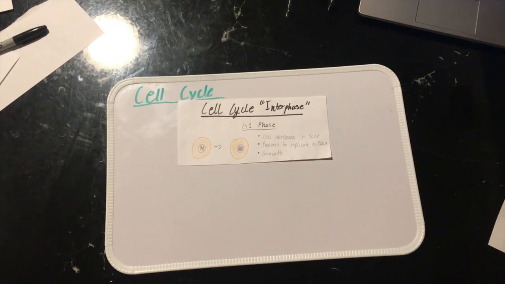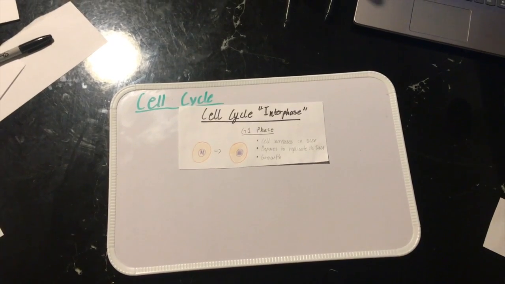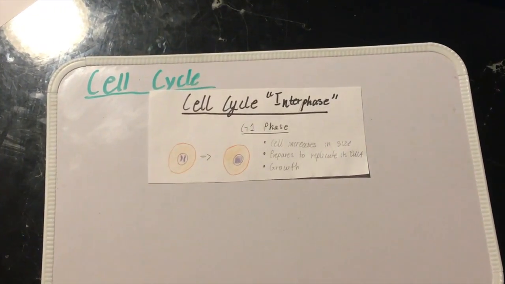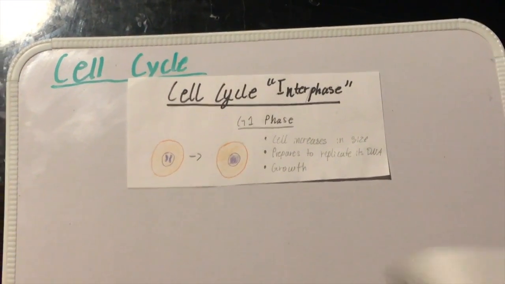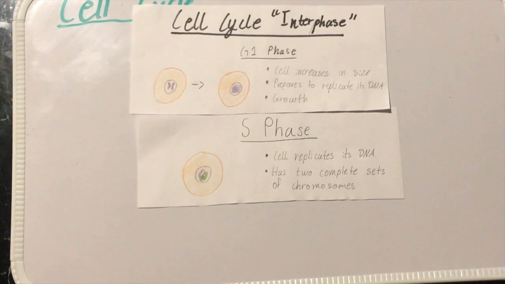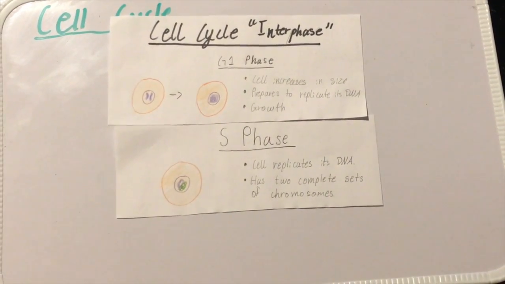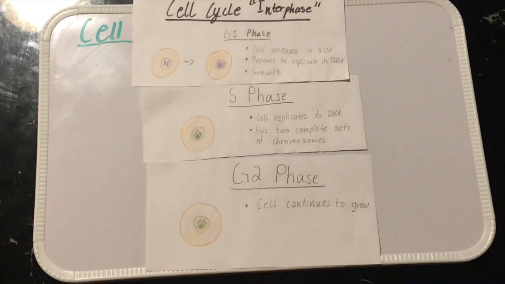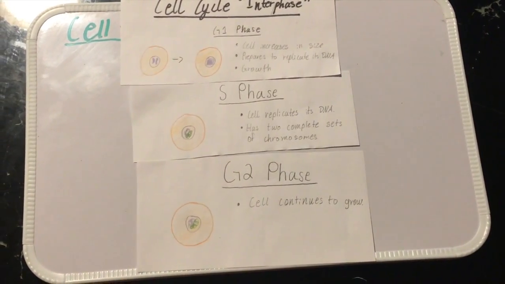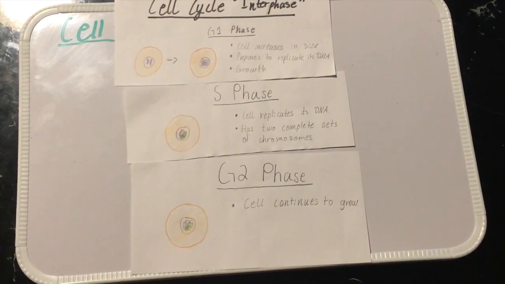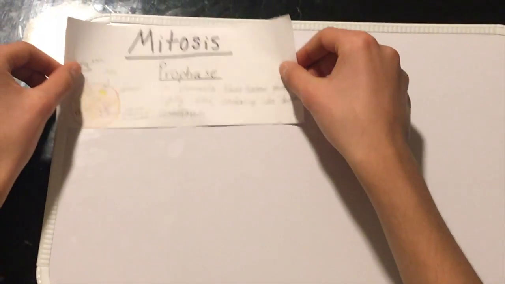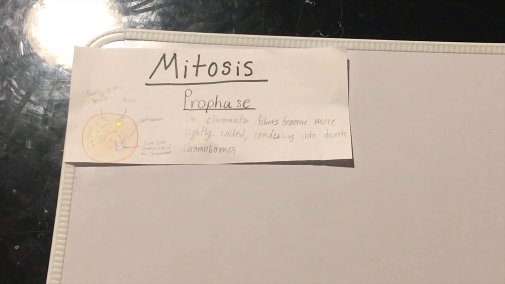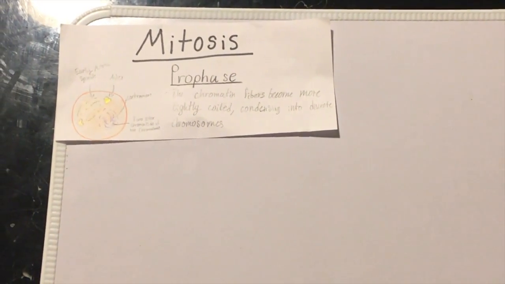Alright, so for the cell cycle, the first phase is called the G1 phase, where the cell increases in size, prepares to replicate its DNA, and grows. The second phase is called the S phase, where the cell replicates its DNA and has 2 complete sets of chromosomes. The G2 phase is the last phase of the cell cycle, where the cell just continues to grow, and from there it will enter the mitosis phase. In mitosis, the first phase is prophase, where the chromatin fibers become more tightly coiled, condensing into discrete chromosomes.